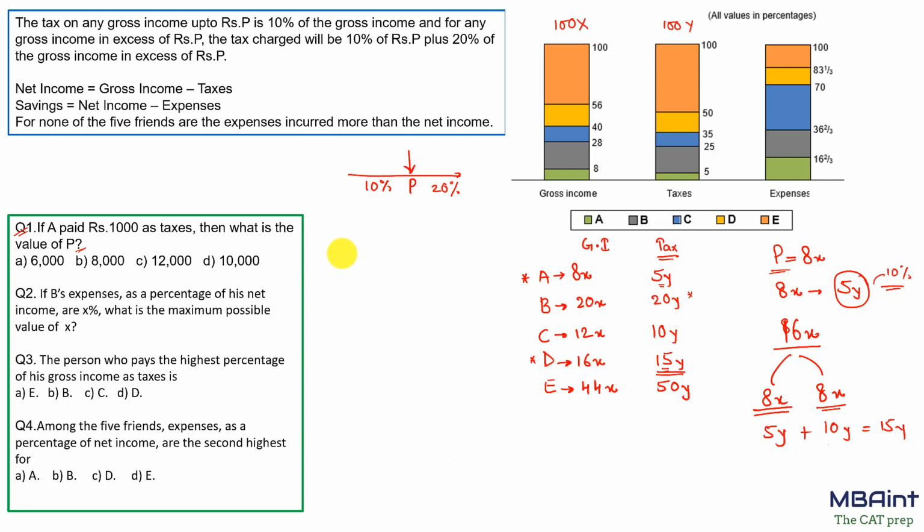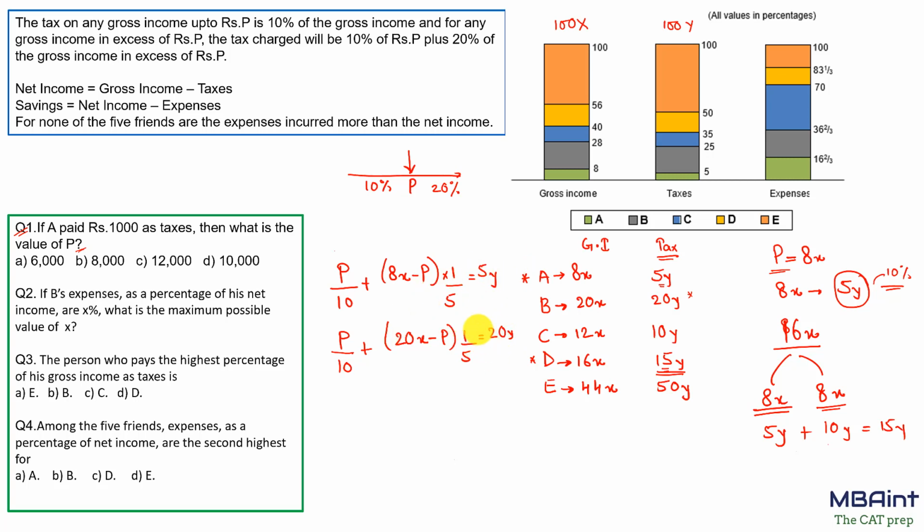We take the value of P as P itself, then P by 10. Let's suppose we are calculating the value of tax for A, then we'll have to write 8x minus P into 1 by 5, and that equals 5y, right? Similarly, for B, we write P by 10 plus 20x minus P into 1 by 5, that equals 20y, right?